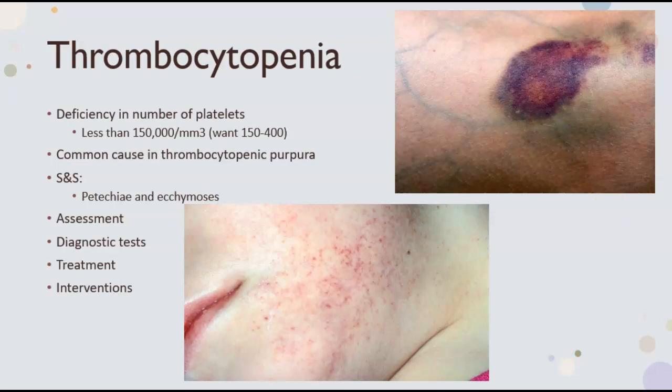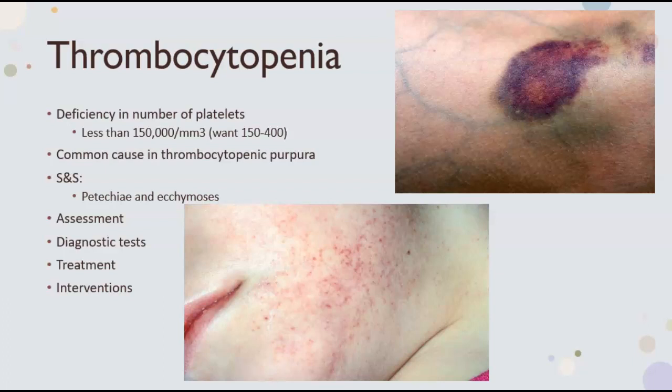Assessment, you want to see have they had a recent viral infection that could cause this. Observe for the petechiae and ecchymosis. Check for epistaxis and gingival bleeding. Check for signs of increased intracranial pressure because they can have a cerebral hemorrhage because, again, they're not clotting fast enough. And then watch for signs of a GI bleed, so vomiting blood or blood in the stool.